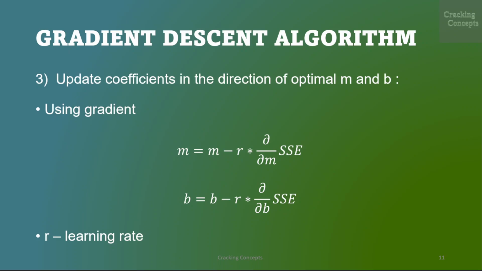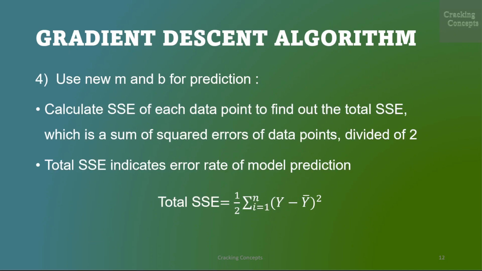Now the third step is to update the coefficients in the direction of optimal m and b. We can update the coefficients m and b using the gradient that is calculated from the equations we saw before. Now the update rule of coefficient m will be m is equal to m minus r into dou by dou m of SSE, and b will be b minus r into dou by dou b of SSE. Now r here stands for the learning rate.